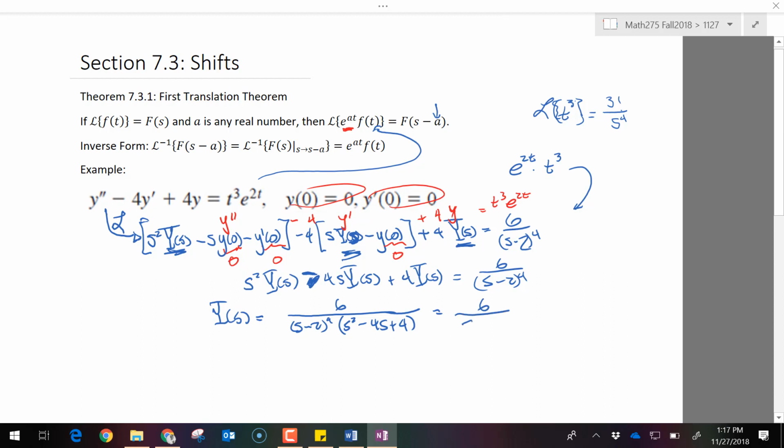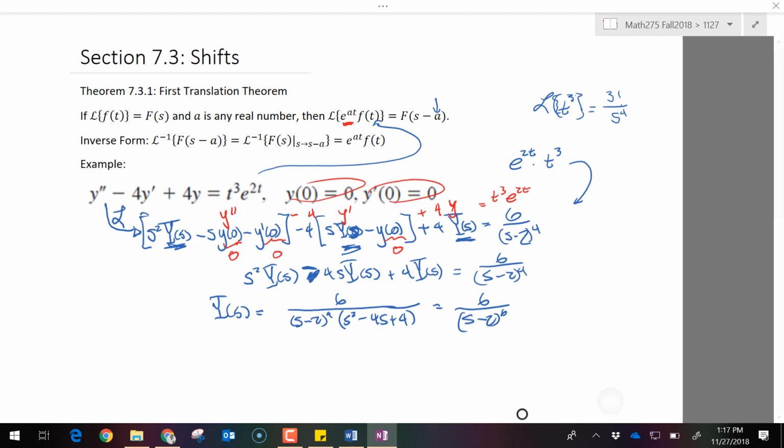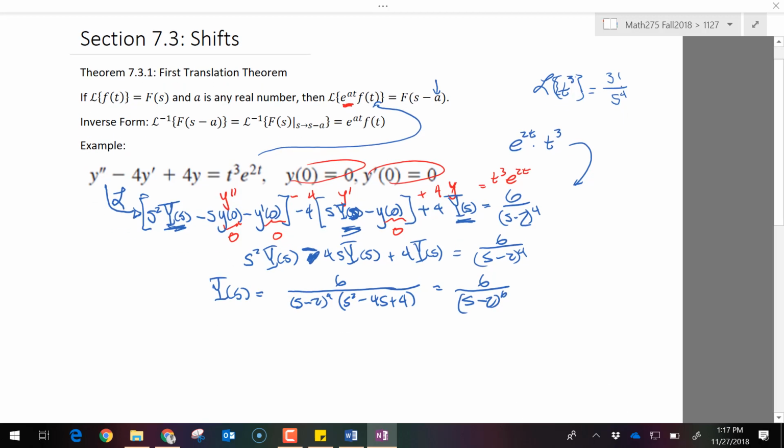So 6 over s minus 2 squared, and there's 4 of them already, so it'll be this to the 6th. All right, done. Well, almost done. So now we need to translate it back to the real world. So we're done in the Laplace world. We solved for the equation. We found Y of s. So that's the algebra part. That's supposedly easy. And now we need to translate it back.